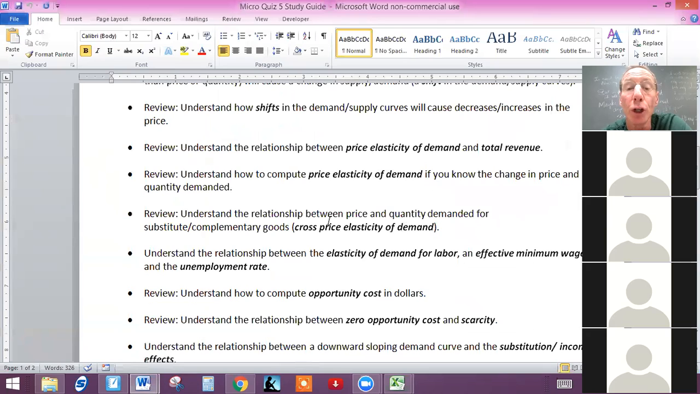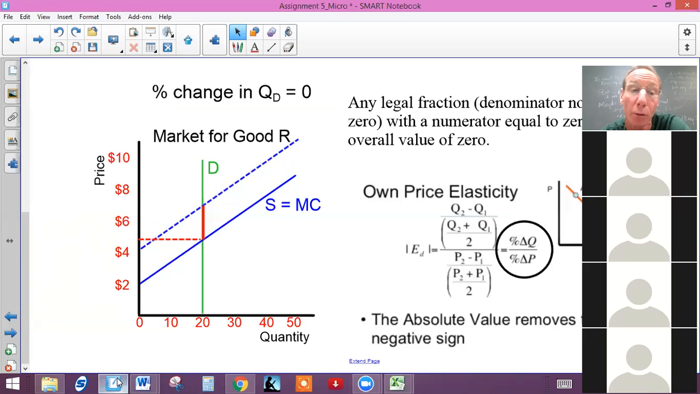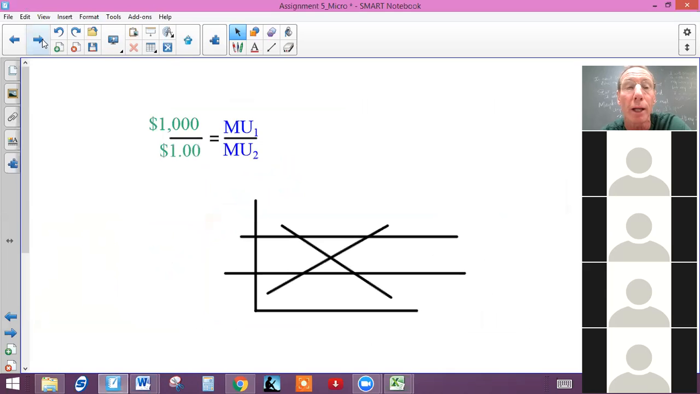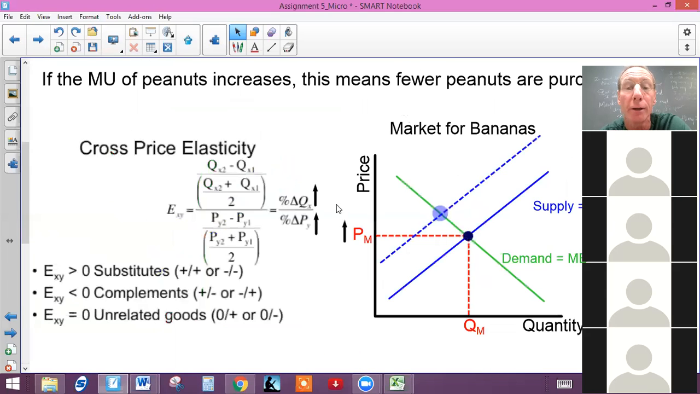Understand the relationship, once again, review, between substitutes, complementary goods, and cross price elasticity. That's just a review again, which I think I just went over right down here, right? So when goods are complements, it means that if the price of one goes up, then the demand for the other one is going to go down. If you always buy shoes and socks together, and the price of shoes goes up, you're going to buy fewer socks because you're going to buy fewer shoes and socks, right?